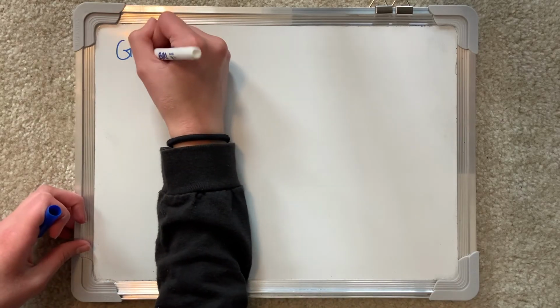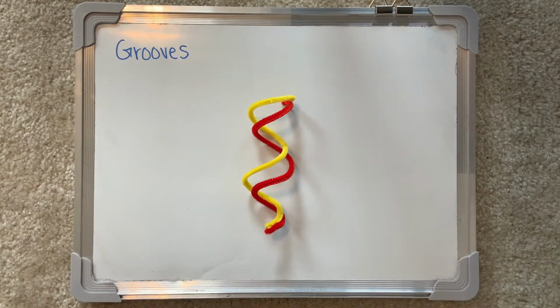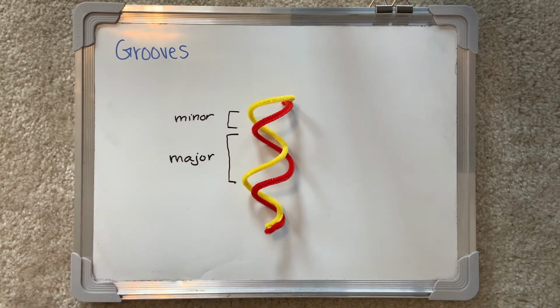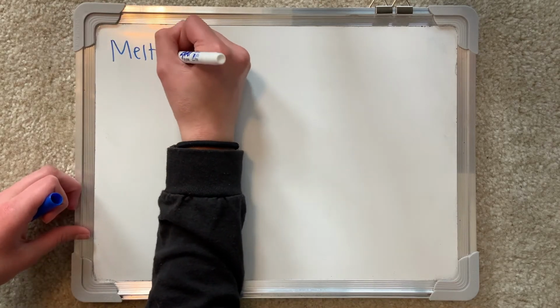As you can see here, the grooves within the helix are not evenly spaced. They alternate between wide and narrow sections called the major and minor grooves, respectively. Because of this feature, more proteins are able to interact with the base pairs in the major grooves compared to the tighter minor grooves. Finally, let's briefly discuss DNA melting properties.